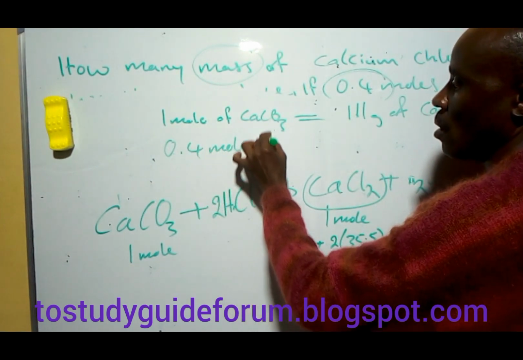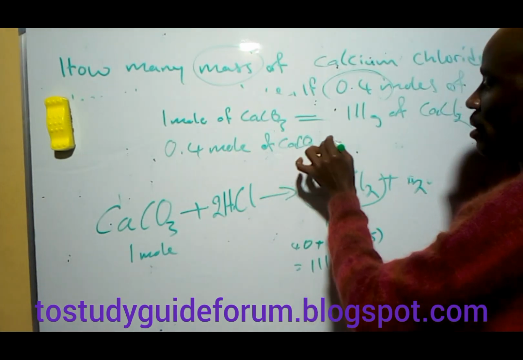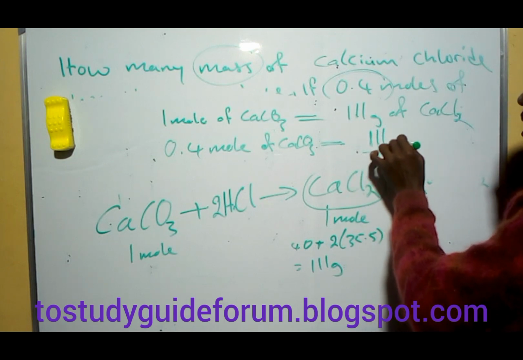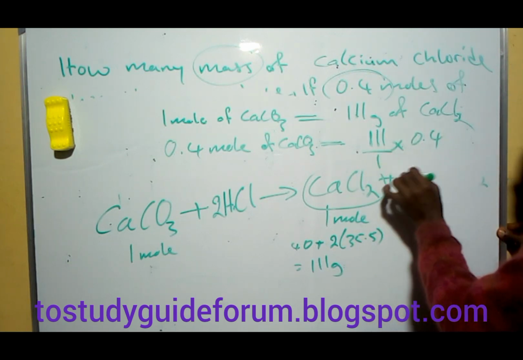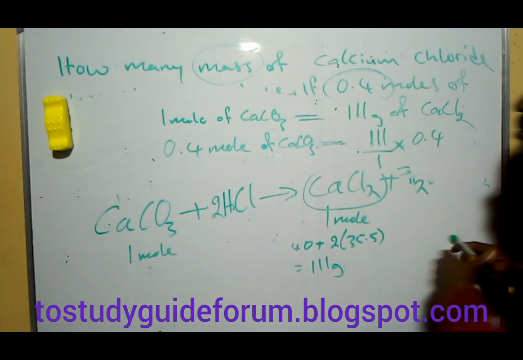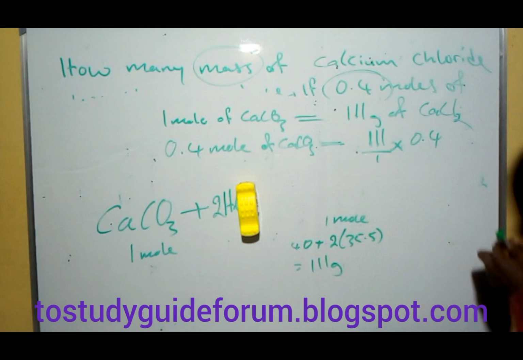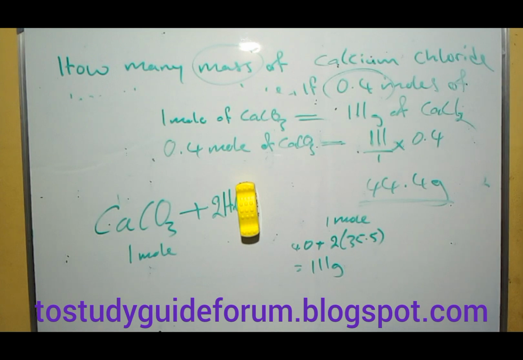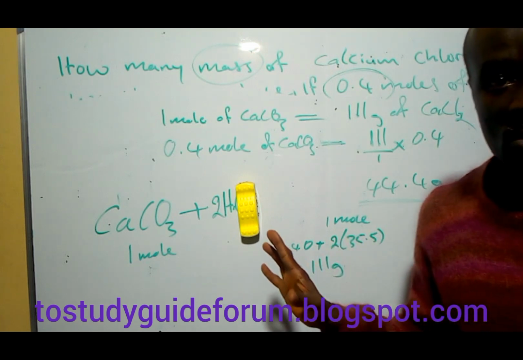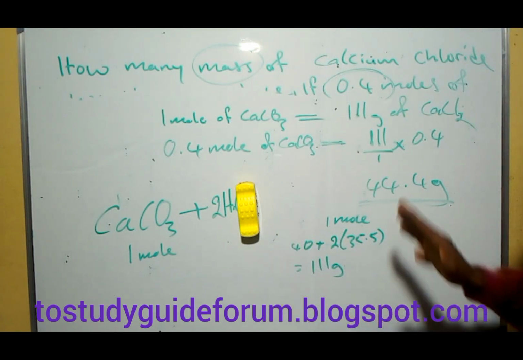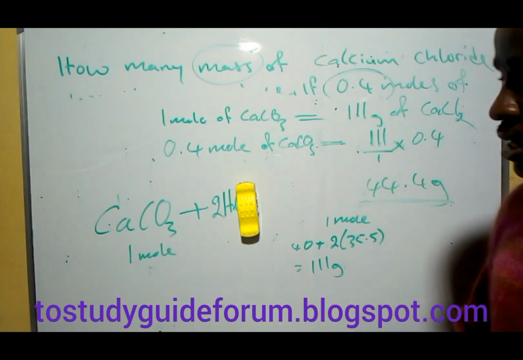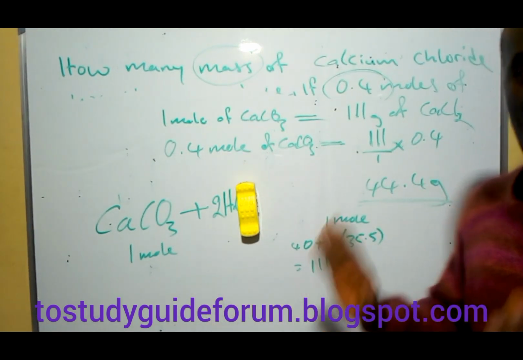So 0.4 mole of calcium trioxocarbonate will then give us 1 over 1 times 0.4, that will give us 44.4 grams of calcium chloride. You can see how easy it is. Chemistry calculation is not a scary movie. Do you understand? It's something very simple, and anytime you look at it, don't get scared, especially in stoichiometry. Try to balance the chemical equation so that you'll be able to get this.